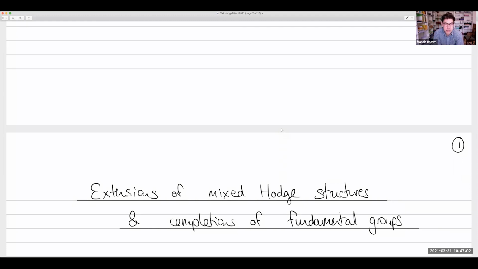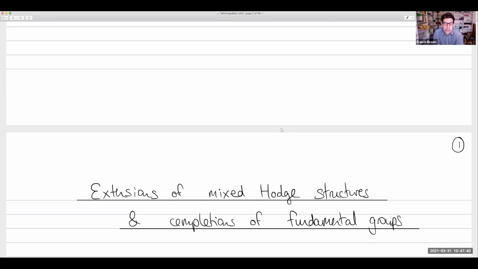I was originally asked to give a survey lecture on motives and the problem of knowing when, say, mixed Hodge structures come from geometry. That's a little bit of a minefield and not my main domain of expertise. So I've decided to focus on something much more specific, which is the question of when extensions come from algebraic geometry.